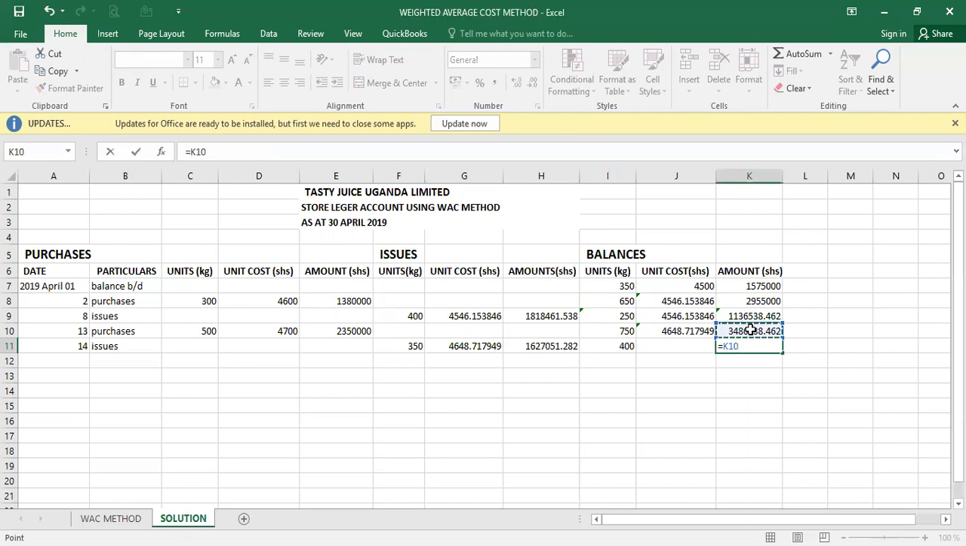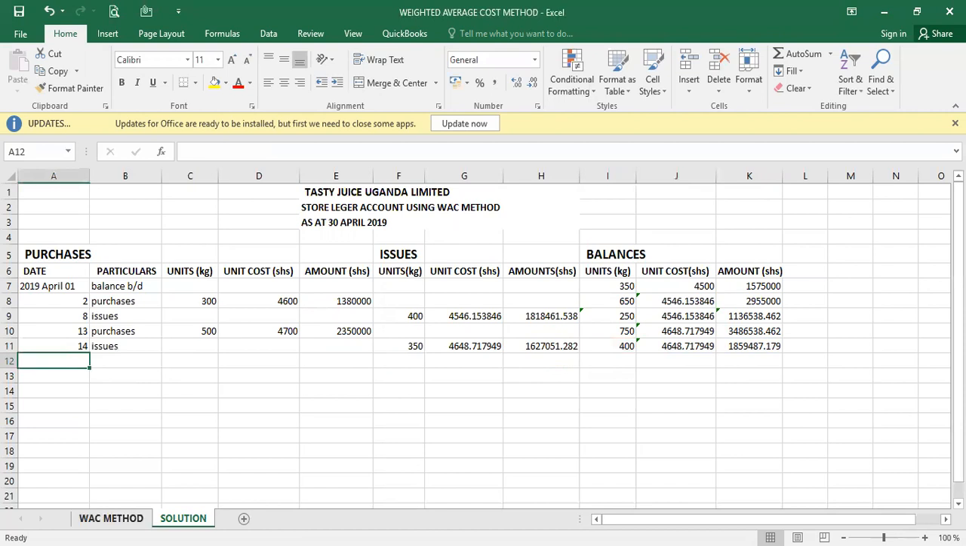Since we are issuing, we less minus that. So we find the average. It will be this divided by this. If we happen to issue any item, we are issuing it at this cost. So that's how it is.